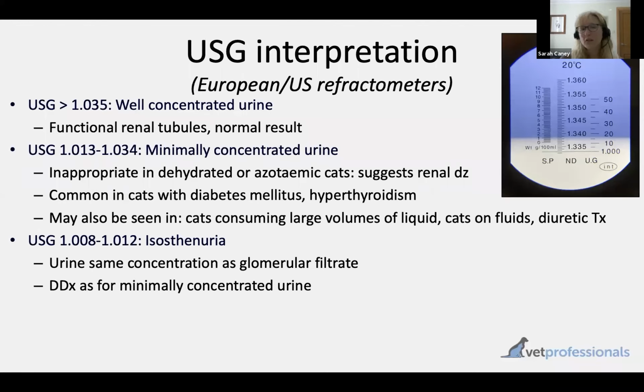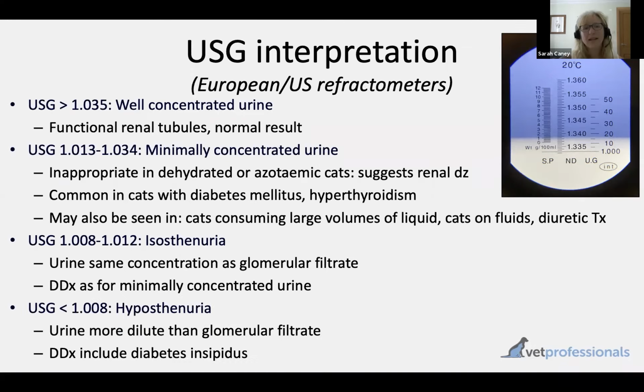The next category is isostenuria, so USG between 1008 and 1012. That's the same concentration as the glomerular filtrate, and very similar differential diagnoses to consider as those we've discussed for minimally concentrated urine. And then the last category is hypostenuria, where the urine is actually more dilute than the glomerular filtrate. So it's not now a typical renal case, a chronic kidney disease case, but it could be a cat, for example, with diabetes insipidus, and that is creating this very watery hypostenuric urine. And these cats, as you might imagine, are expected to be very polydipsic, otherwise they get dehydrated.